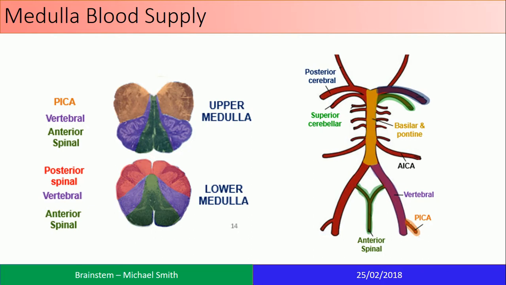So this is important to remember, as things like vertebral insufficiency and problems with the PICA can lead to lateral medullary syndrome. And this is something where you have loss of the function of the brainstem nuclei in this region. And in a second, I'll be going over the positions of the brainstem nuclei so you can work out what these lesions would cause.